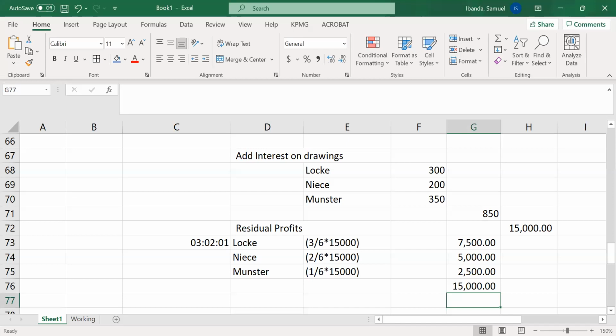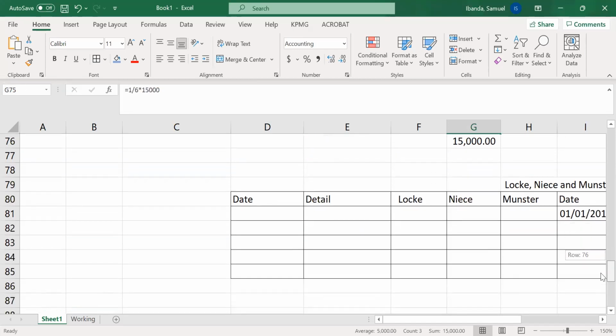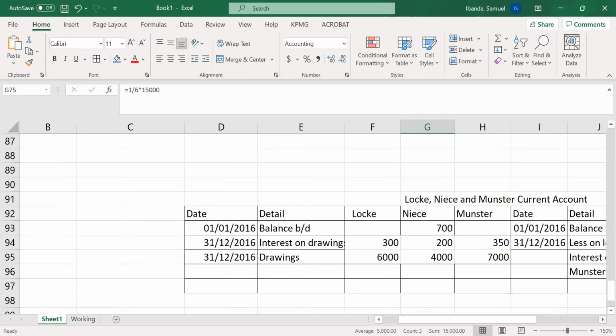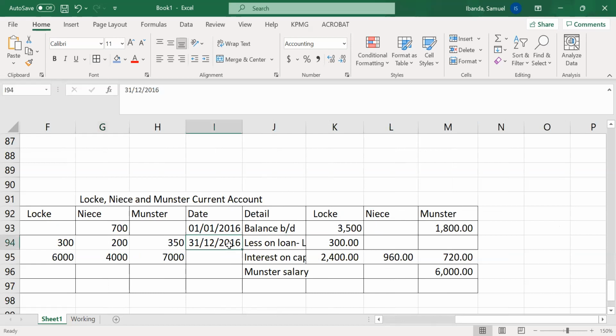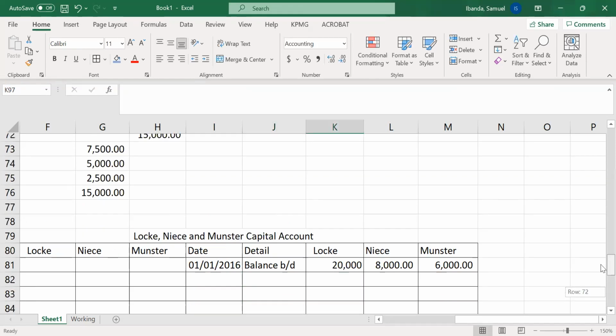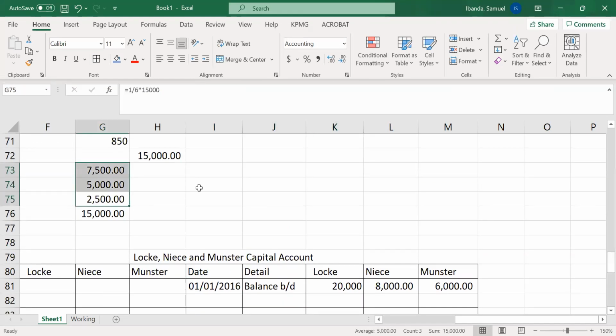So once we have shared our profits, these are transferred to the current account. You just come here. These were the same dates. The same date. It's a profit share. Just bring those values as you've gotten them.